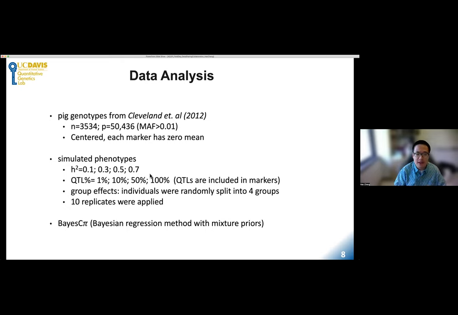And we simulate different numbers of causal variants, from 1% to 100%. Some of them are not very realistic, but we're just trying to cover all different situations. And we simulate different group effects, and we repeat it many times, with 10 replicates. And we do the encryption, and we run one Bayesian variable selection method, which is basically Bayes Pi.